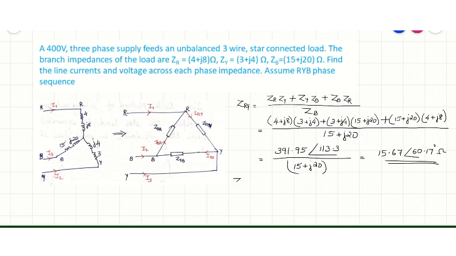Similarly, we can find out the values for ZYB, which will be equal to 391.95 angle 113.3. There will be no change in the numerator, and in this case the denominator will be 4 plus j8, ZR. ZYB is 43.82 angle 49.87 degrees.